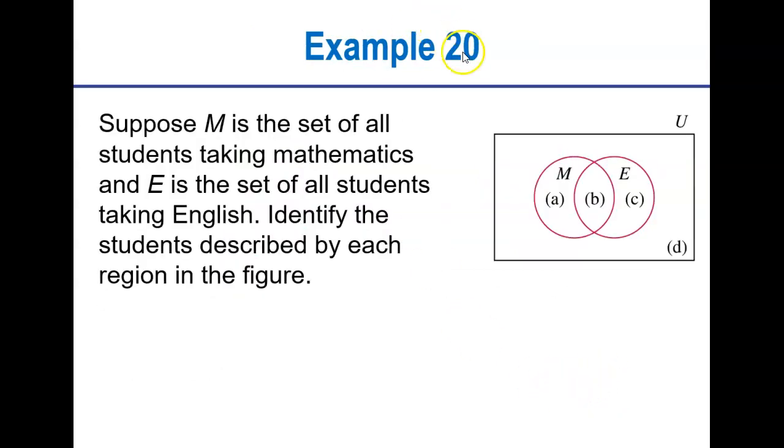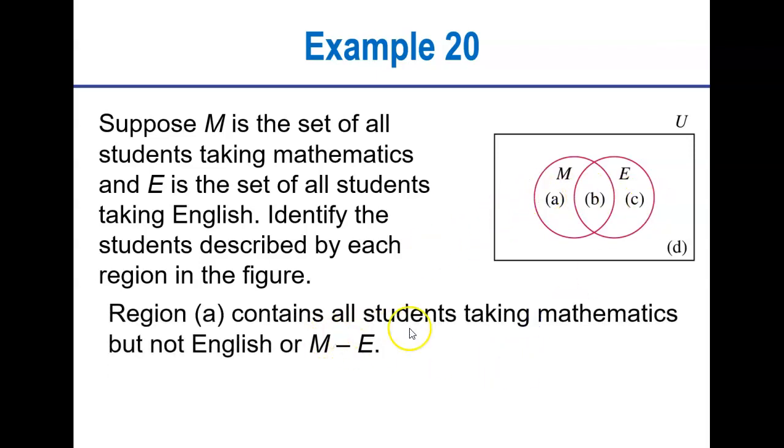Now let's take a look at example 20. Suppose M is the set of all students taking mathematics, and E is the set of all students that are taking English. Identify the students described by each region in the figure. So we have A, B, and C. Well, region A is going to contain all students taking mathematics, but not English, or we would say the set difference of M to E.